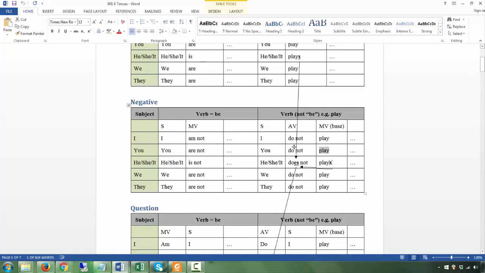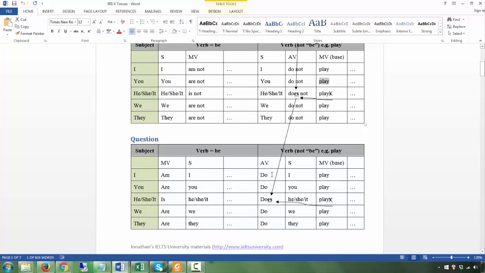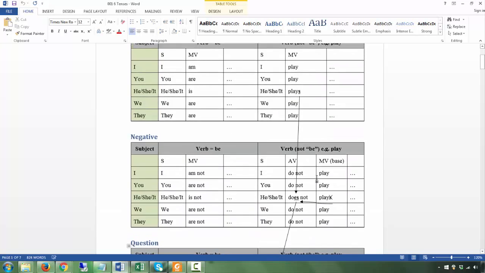And lastly, question. The same thing again. You start with your auxiliary verb. This time the S for he, she, it goes to the auxiliary verb. It's auxiliary verb, subject, main verb. That is the way you form the present simple.